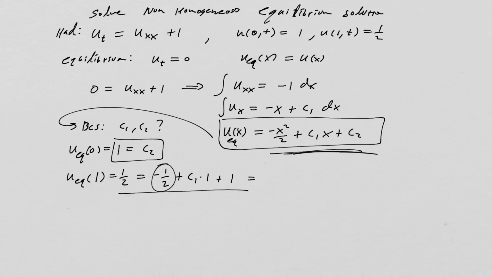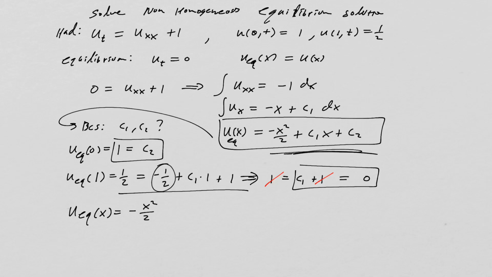I'm going to move the negative half over to the other side. So we're going to have 1 is equal to c1 plus 1. And we see that the ones, sorry, this should be an arrow there, not an equal sign, will now cancel, which means that c1 is equal to 0. All right, so that simplifies things pretty good. So our equilibrium solution then is going to be negative x squared over 2 plus 1.